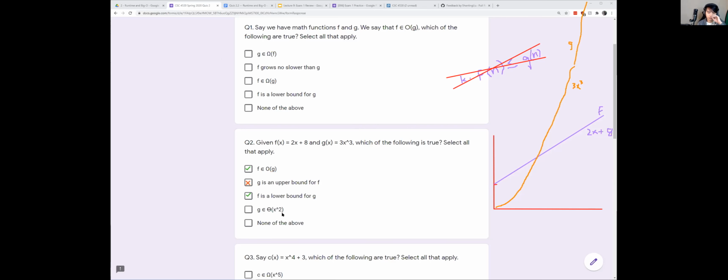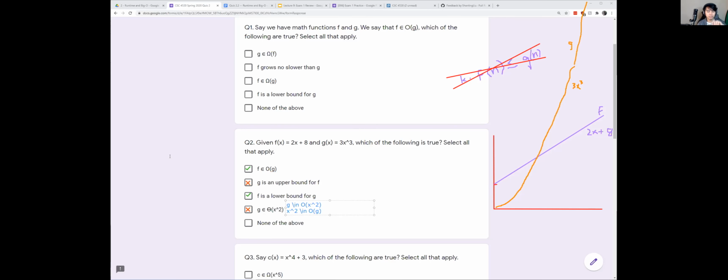Which means that we know that this one here is incorrect. And we also know that this last one is incorrect, because in order for g to be in big theta of x squared, g has to be in O of x squared, but also x squared needs to be in O of g.